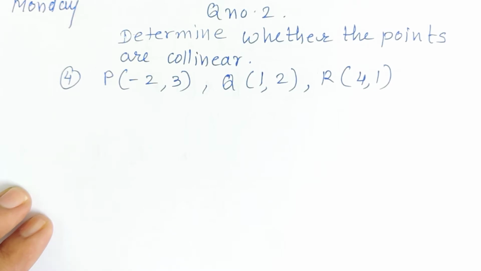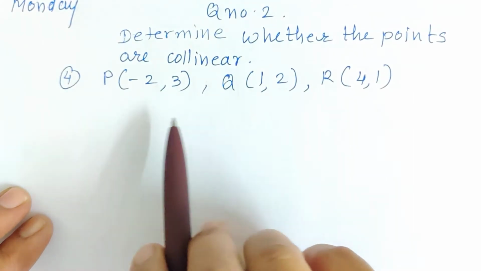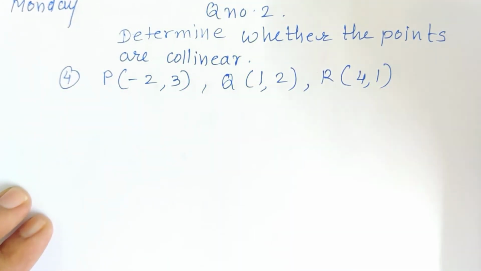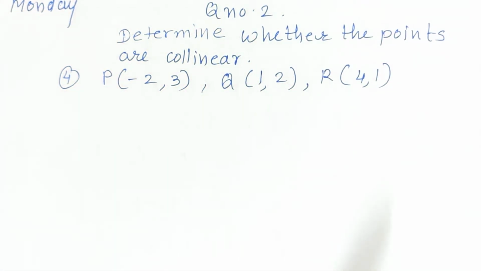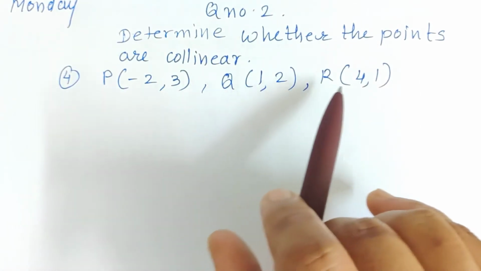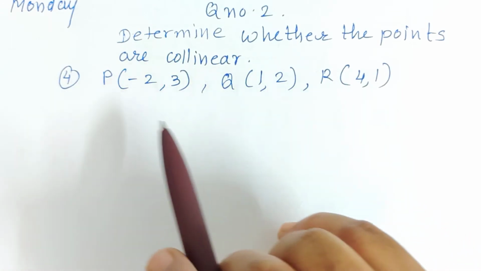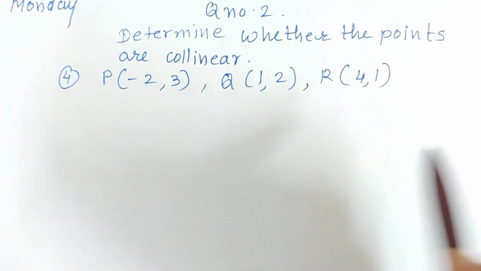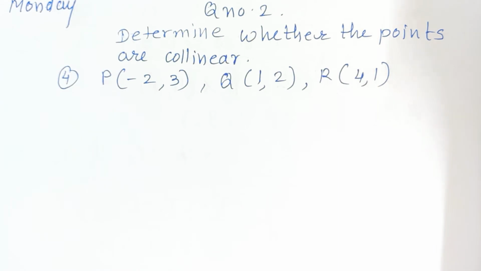First you should know, if the points are collinear, then the sum of the distances of any two segments will be equal to the third segment. So here suppose the length of PQ plus length of QR, if it is equal to length of PR, then we will say the points are collinear points.